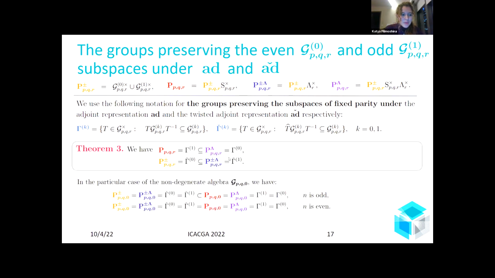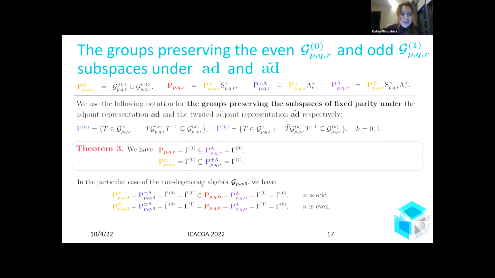The following theorem is one of the main results of this talk. In theorem 3, we prove that the four introduced types of groups preserve the even and odd subspaces under the adjoint and twisted adjoint representations respectively. Namely, the groups P and P lambda preserve the odd and even subspaces respectively under the adjoint representation. And the groups P plus minus and P plus minus lambda preserve the even and odd subspaces under the twisted adjoint representation.